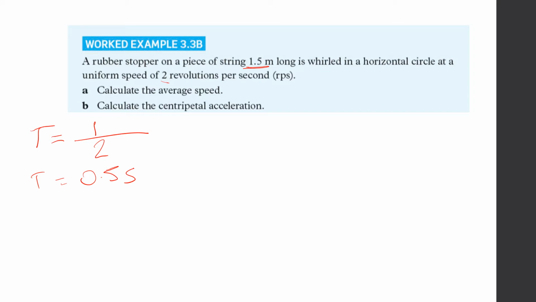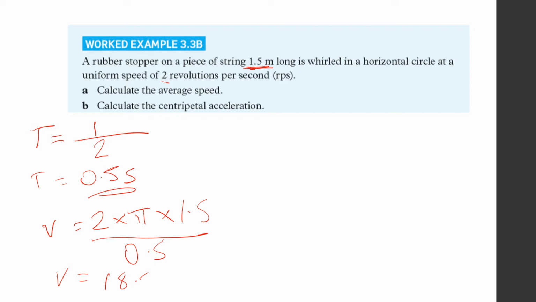We'll then put that into the velocity equation where v equals 2 times pi times r, which we've got here, 1.5, and it's in meters, which is the units we need it in, divided by t, which we got here, 0.5. And that gives us a value of v of 18.8 meters per second. Oh, I said average velocity.